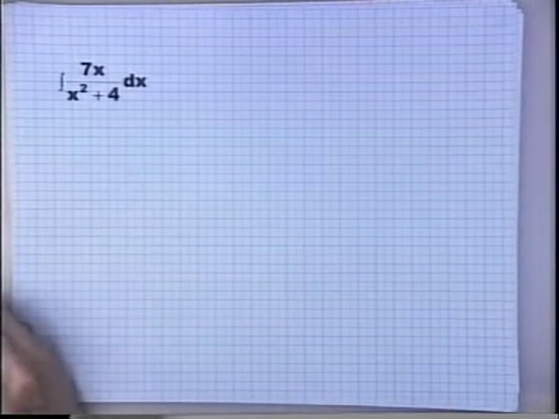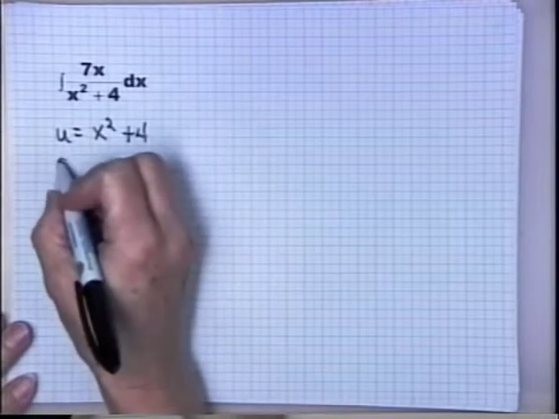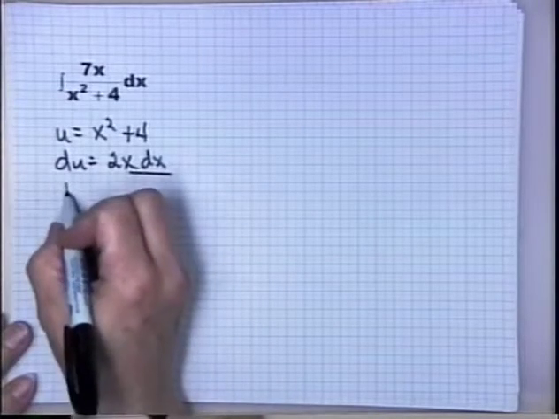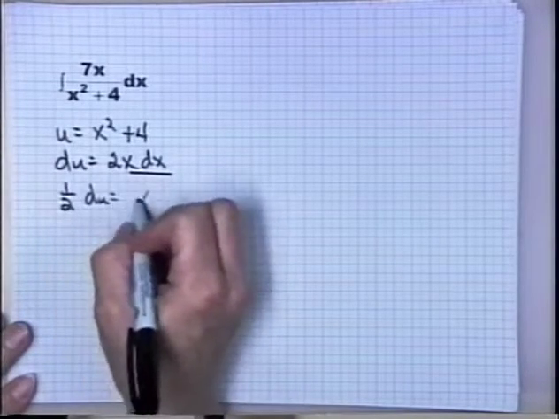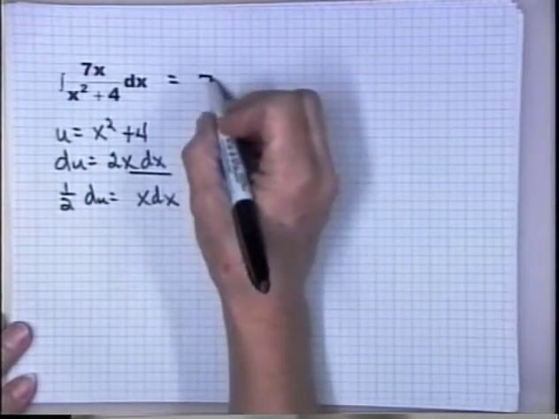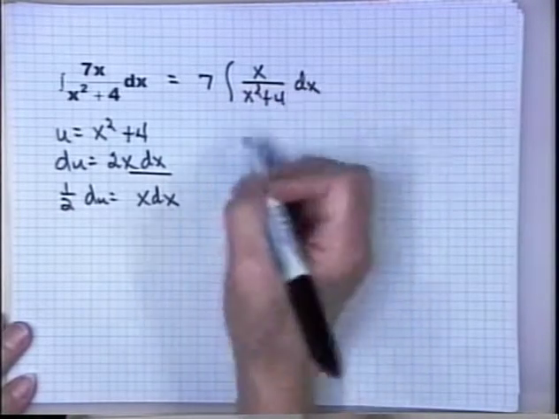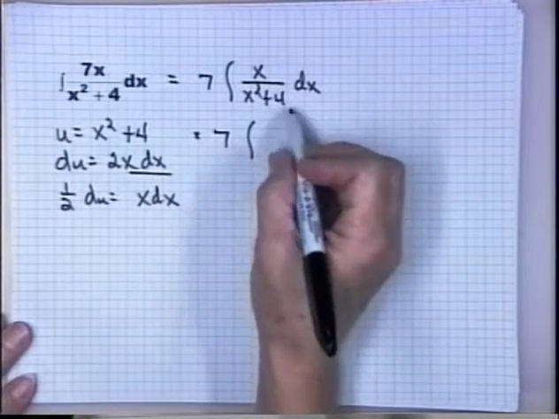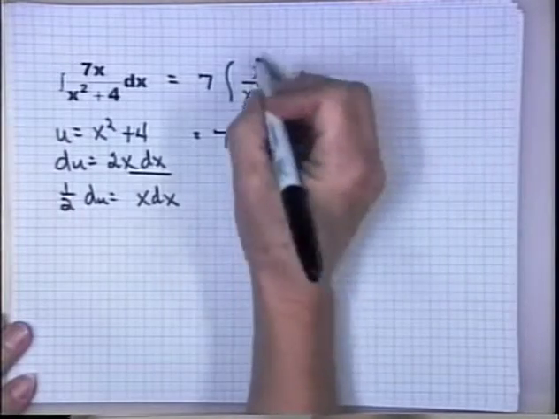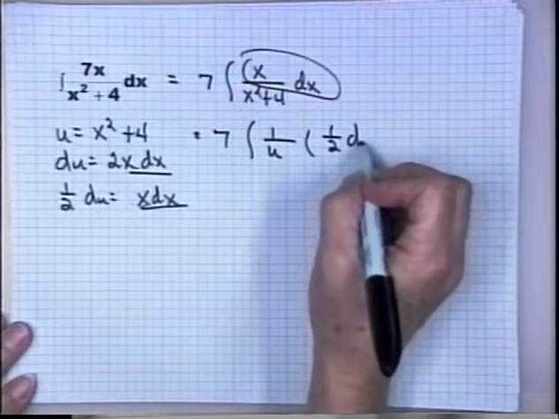Okay, on this one we said this one's probably going to be the log because the derivative of my x squared plus 4 involves an x, 2x dx. Solving for x dx, we have 1/2 du equals x dx. So as we've done before, I can pull a 7 in front, x over my x squared plus 4 times my dx. Substituting in, this x squared plus 4 is on the denominator part, so I can put 1 over u. The x dx can be replaced with 1/2 du.